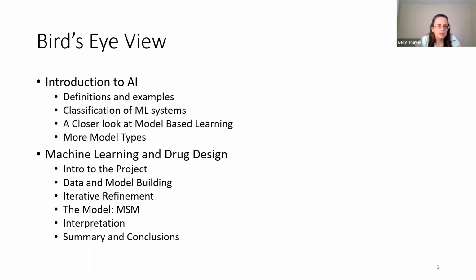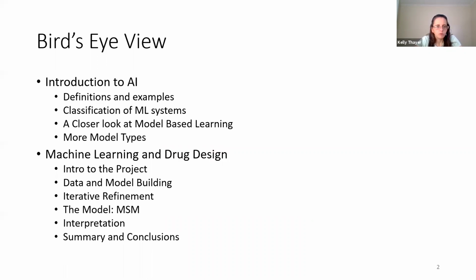So what we'll be discussing today includes an introduction to artificial intelligence, or AI. We'll talk about definition and examples, classification of machine learning systems. Then we'll take a closer look at model-based learning, which is what we're most interested in and probably what most of us are most familiar with. And then we'll talk about a variety of different model types that can be used for artificial intelligence.